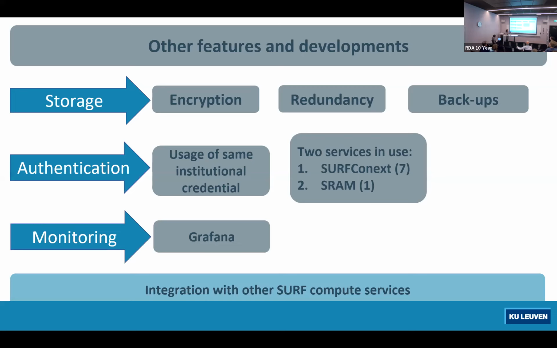And the numbers in the brackets indicate how many of our instances are using them already. So Surf Connects, we have 7 that are in production and is being used by the institutes. That means that the user can just use their institute identity and directly interact with Yoda or iRODS. The second is SRAM. That is being experimented with for one of our hosting instances. We are also busy developing monitoring services based on Grafana.